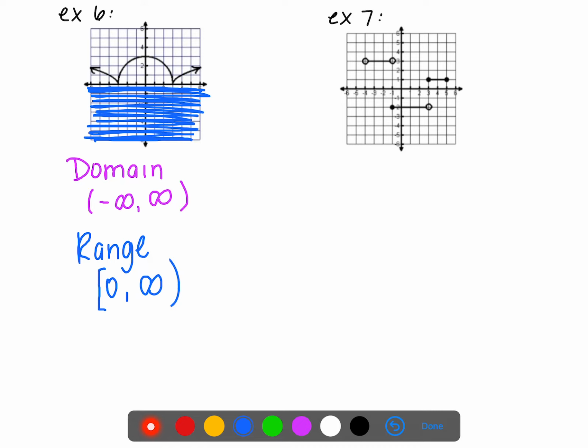Not too bad, just a weird-shaped graph, right? Weird-shaped graph we can handle. Then we got three little tiny lines for number 7.